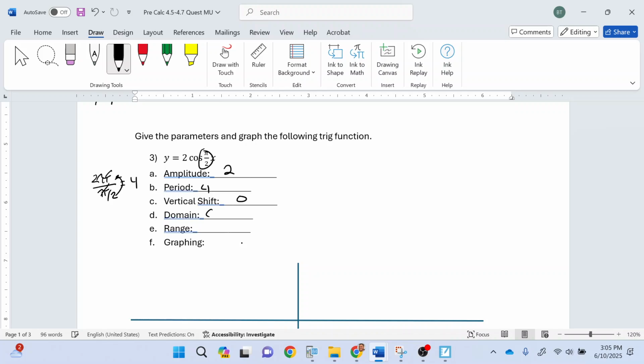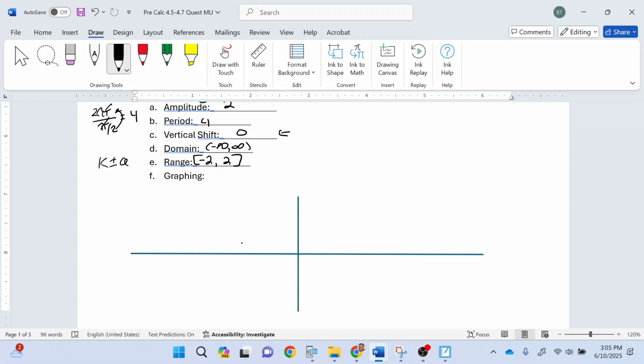Domain, again, is all reals, so negative infinity to infinity. The range is going to be from the amplitude from the midline, so k plus or minus the amplitude. The midline is 0 in this case, so it's going to be from negative 2 to 2, hard brackets. Now graphing this, I know it's going to go up and down 2. I know the whole period is 4. So I'm just going to count it down 3, 2, 1. And then over here is just the reverse.